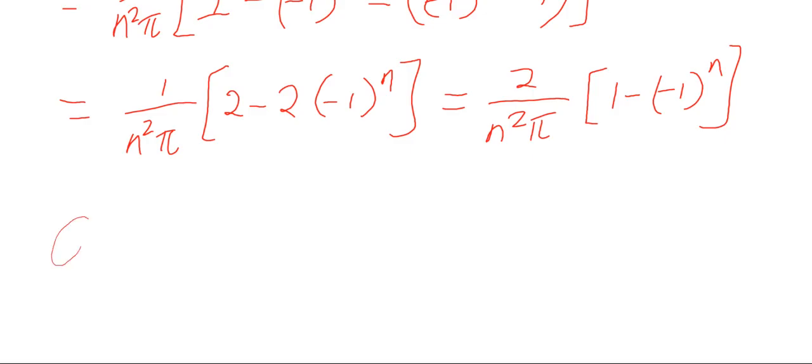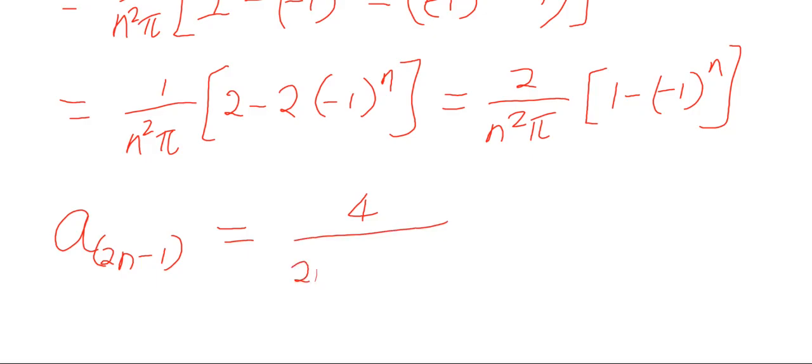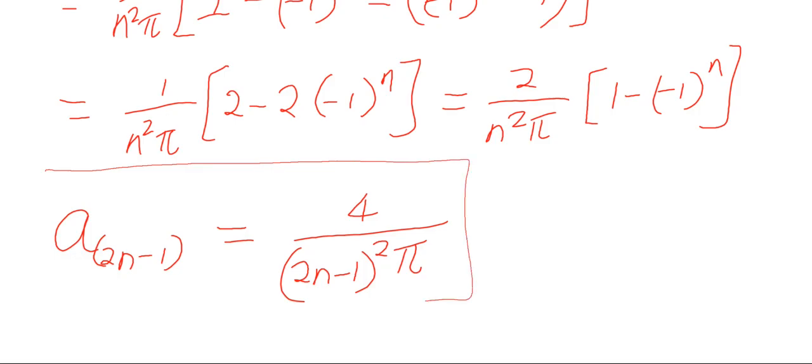So we need to write only the coefficients. The coefficients only the case where n is odd, and we use now what we call the odd number generator, 2n minus 1, which will now give us 4 divided by 2n minus 1 squared times pi. This is the value of a_n.